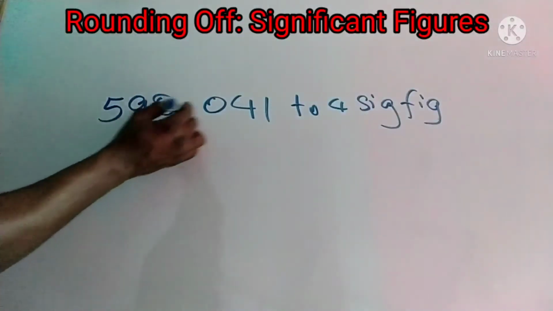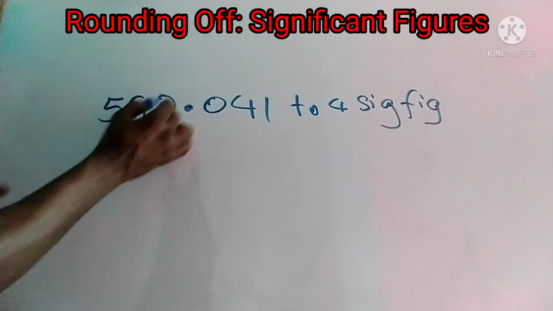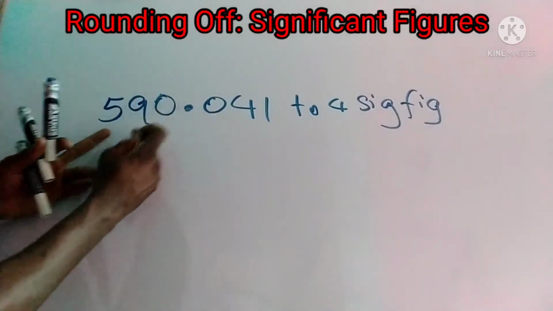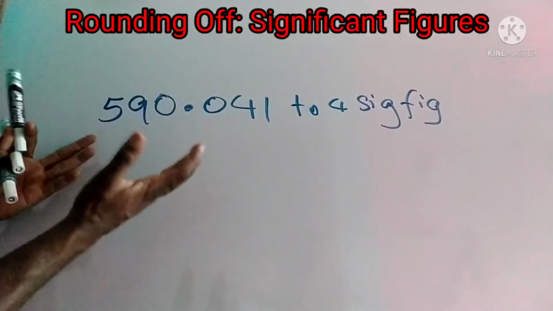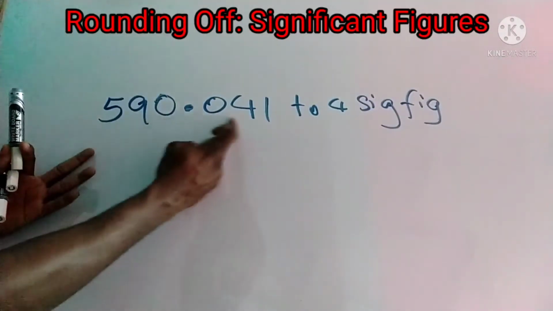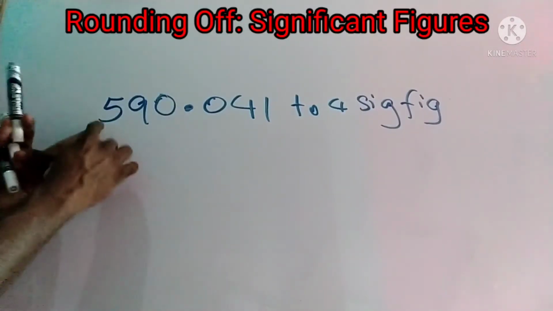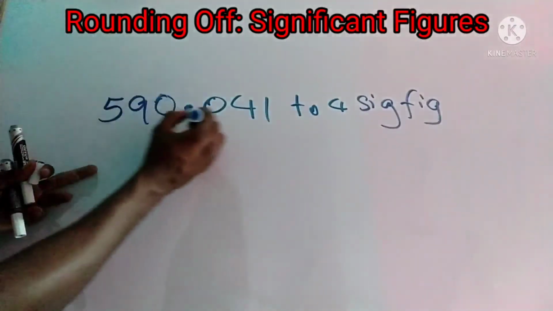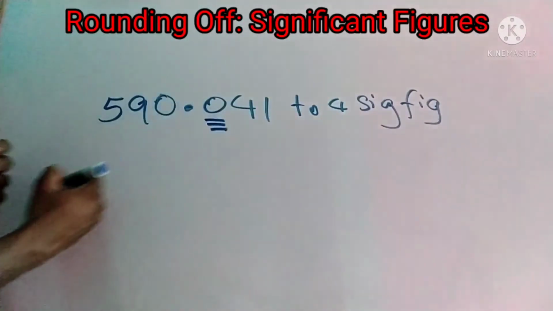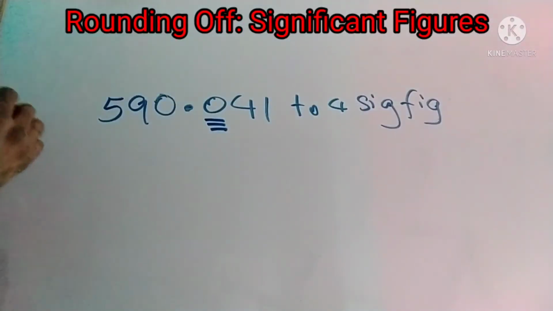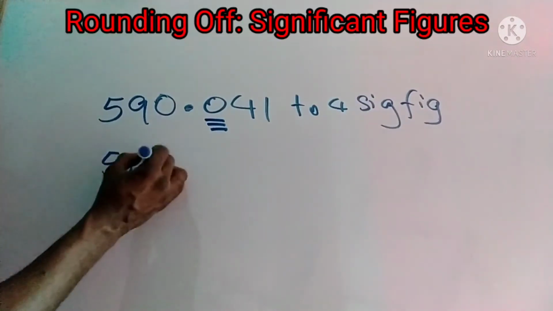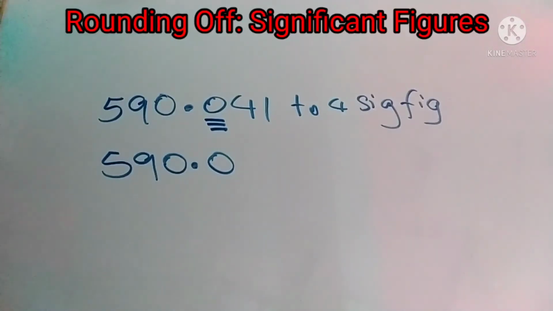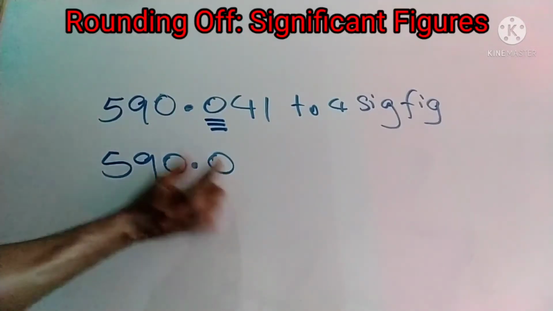Rounding off this to 4 significant figures, first let us identify the digits that are significant up to the 4th spot. When zeros are between significant figures, they become significant. So guess what? These 2 zeros are significant. We actually have 6 significant figures here. The 4th one is going to be that. So the answer is going to be 590.0.